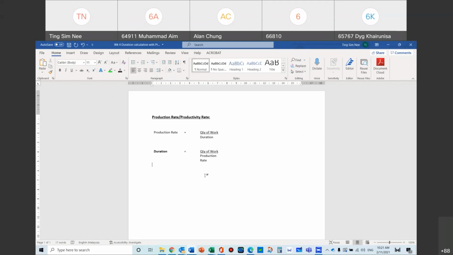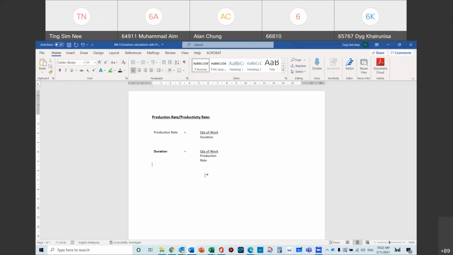Then for site clearing, if one of your excavators can do 100 meter cube an hour, how many can it do in a day? It is 8 hours a day, so it can do 800 meter cube a day of soil, transporting away soil, or backfilling of soil and all that. So that is your production rate.